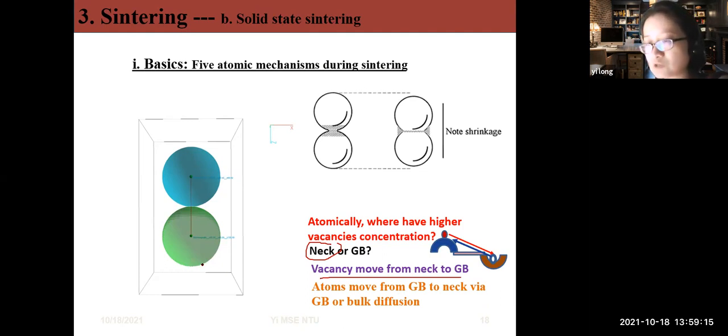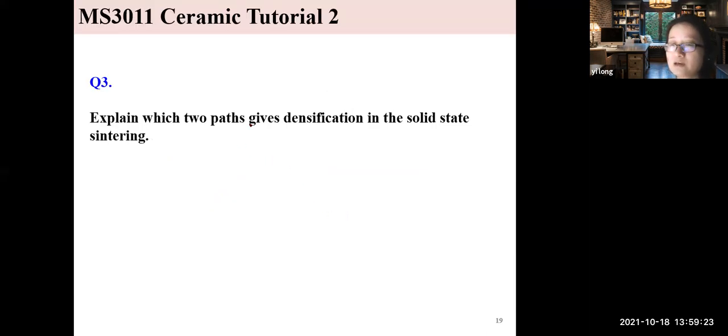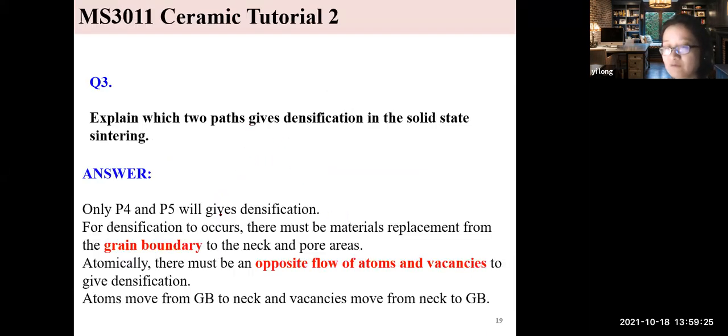So that's why you will see the atoms, because they move the opposite way, they are going to become densified. So that's what we put here: P4 and P5 give densification. First of all, there must be material replacement from the green boundaries to the neck and the pore regions. So this is number one, because according to root 1, I make sure the green boundary densified first.